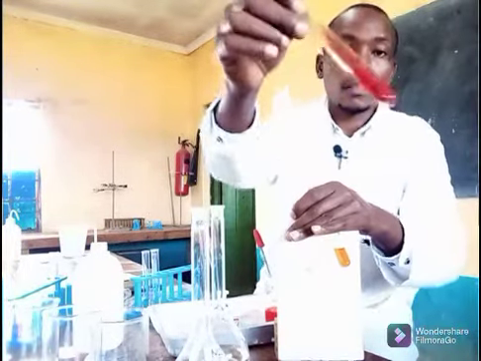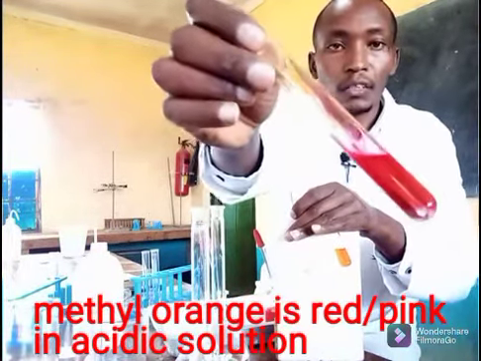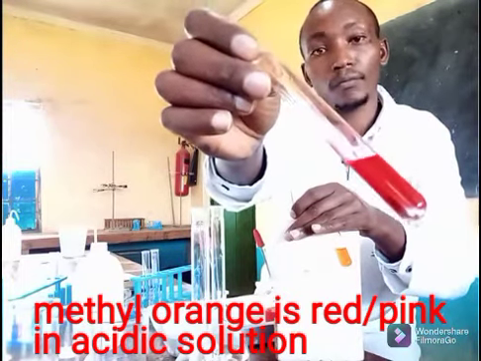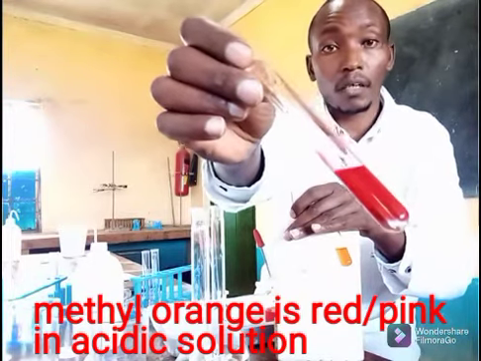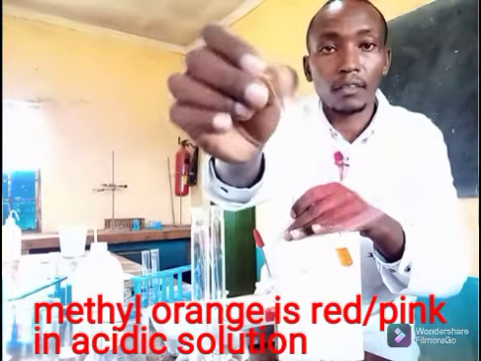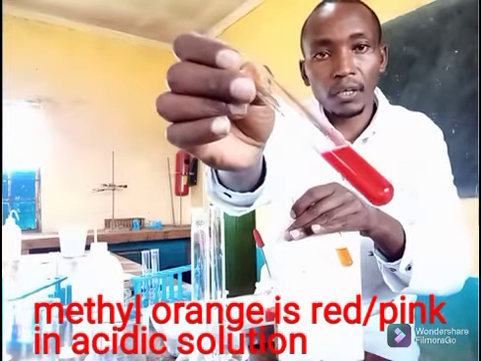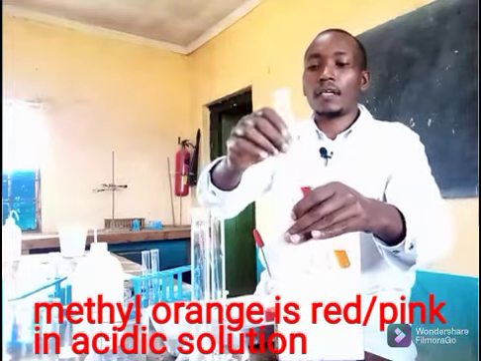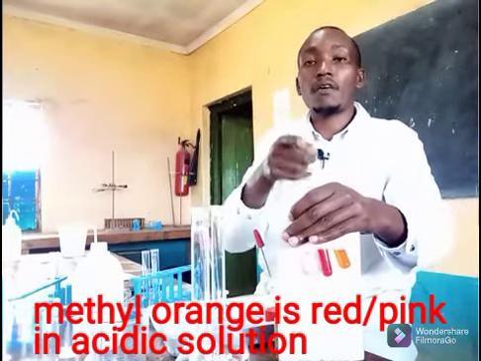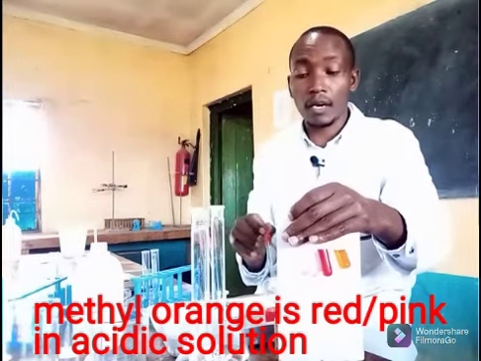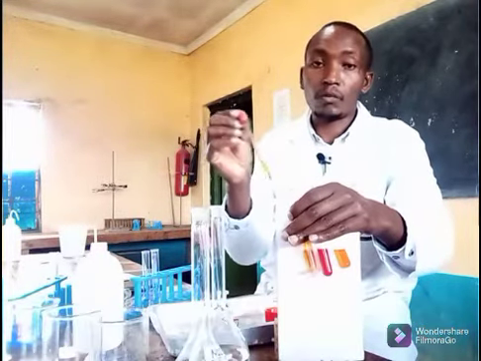Then the second one is an acid. So this is methyl orange in an acid. Pink color, yes, some people can see it red. For instance, men, we don't see very many colors. So this one I can say it's pink. Someone can say it's red, and well and good. That is methyl orange in an acid, red or pink in color.